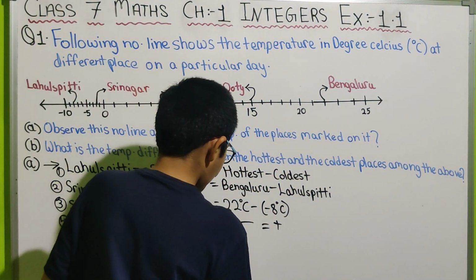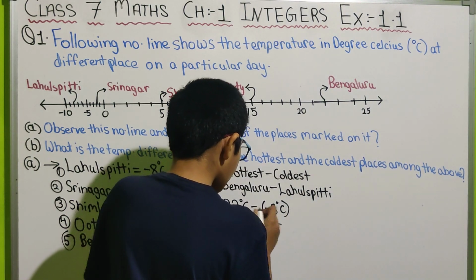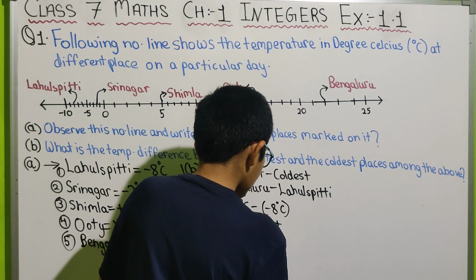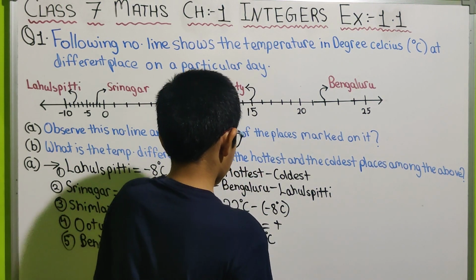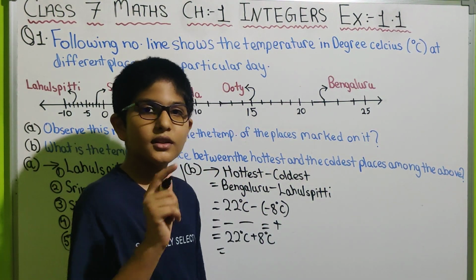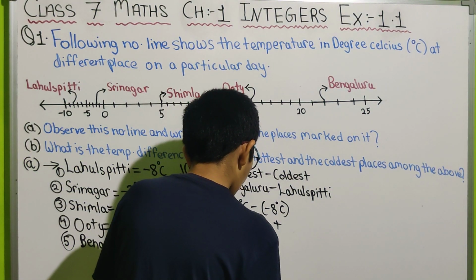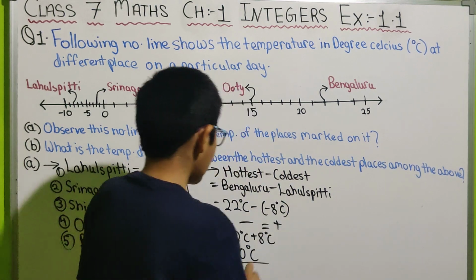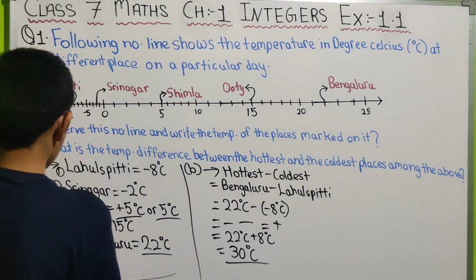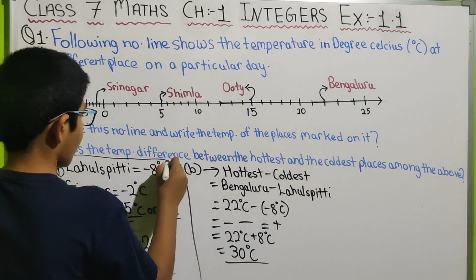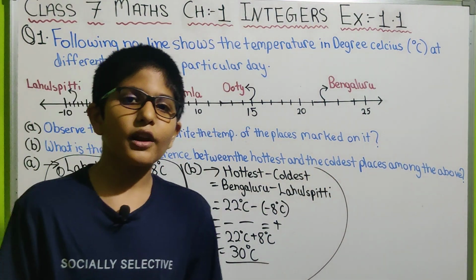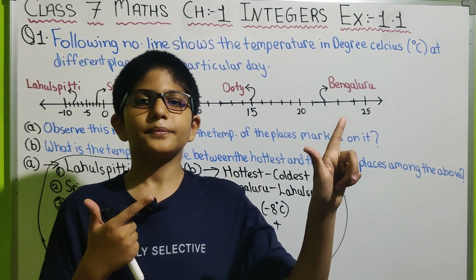So now let's move to the next. Here 22, and here minus minus is there, so it will become 22 degrees Celsius plus 8 degrees Celsius. Minus minus both become plus. So 22 plus 8 is how much? 30. So our answer for the B1 part is 30 degrees Celsius. So that is the first answer in full, and the second answer is this in full. Now let's move to the C1 part.